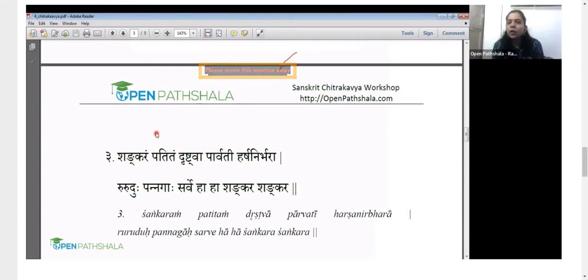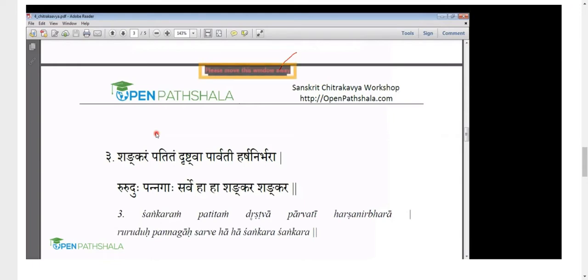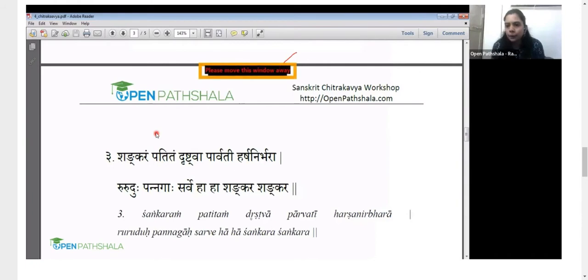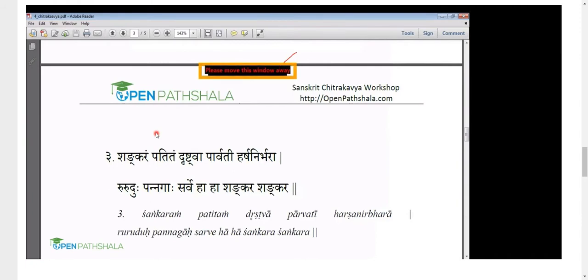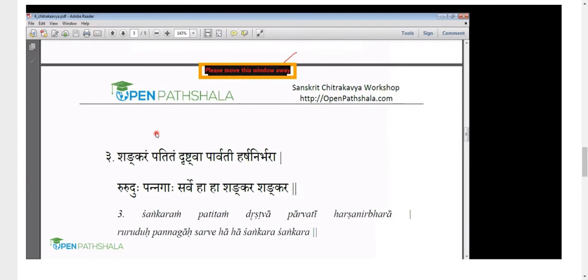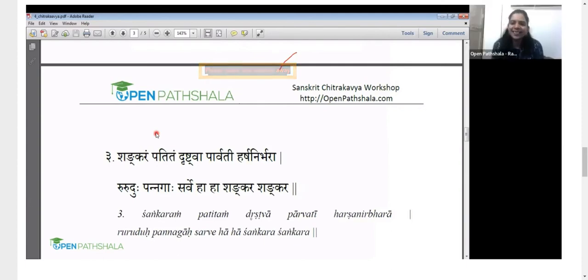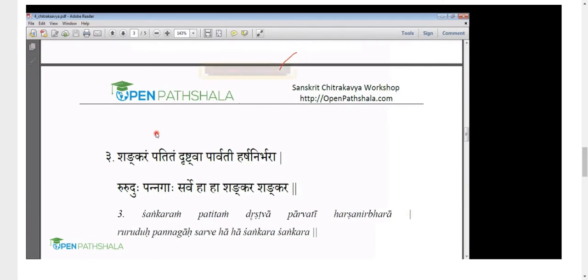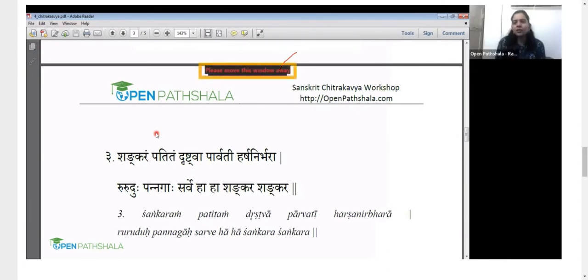Okay, so first tell me what is its literal meaning? What do you get from this verse? The literal meaning is that Parvati became happy seeing Shankara falling, whereas all of the snakes said, "Alas, alas, Shankara, Shankara," and they cried. Yes, that is the normal, literal meaning, the meaning which you get from its literal translation.